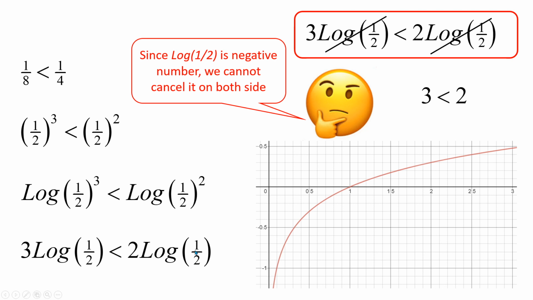So that was a second trap where we have a negative number inside log of half, and that negative number is getting cancelled, and that puts us in a position which is not accurate.